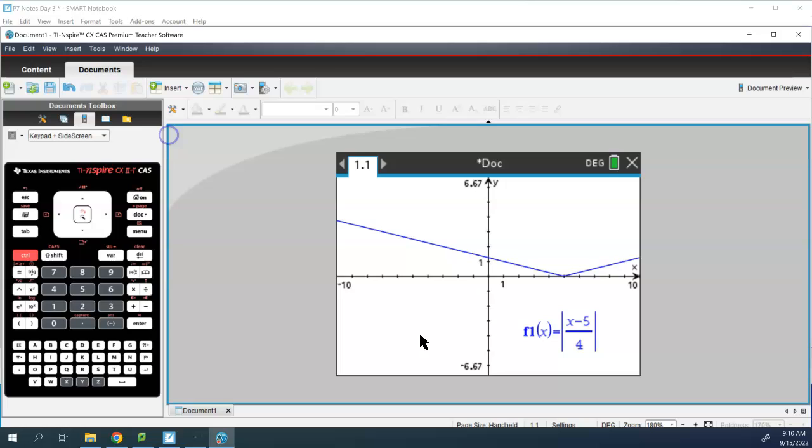How do you make like the whole page? You can take your cursor and grab onto an axis.